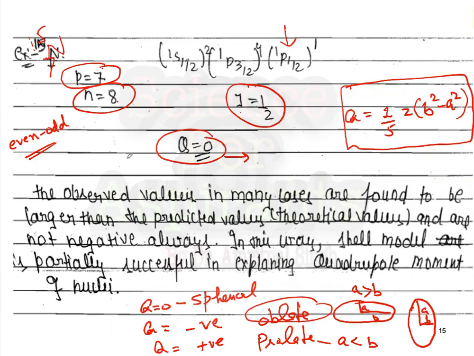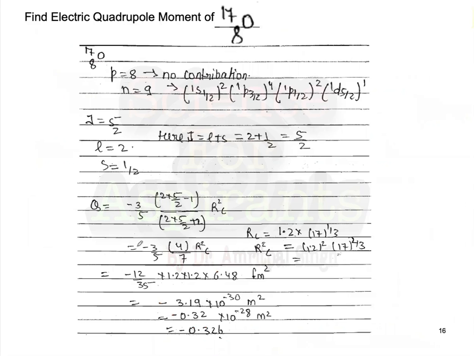Because the shell model failed to explain the exact values of this quadrupole moment. And when people found it experimentally, they found that the measured values are very high as compared to these theoretical values, which are negative or 0 in most of the cases. So this is the drawback of the shell model. It failed to explain the exact values of the quadrupole moment. So this is how you can find the electrical quadrupole moment.